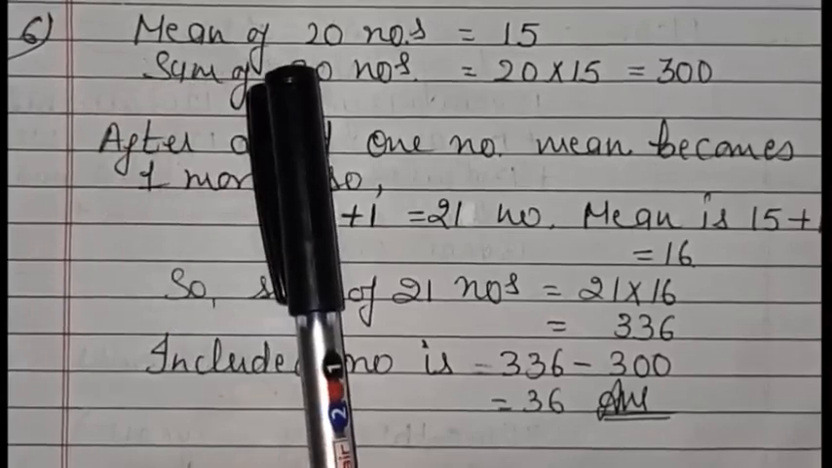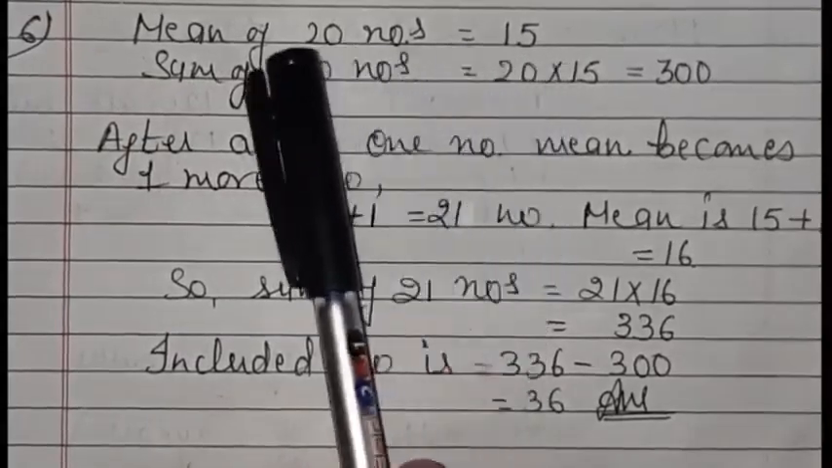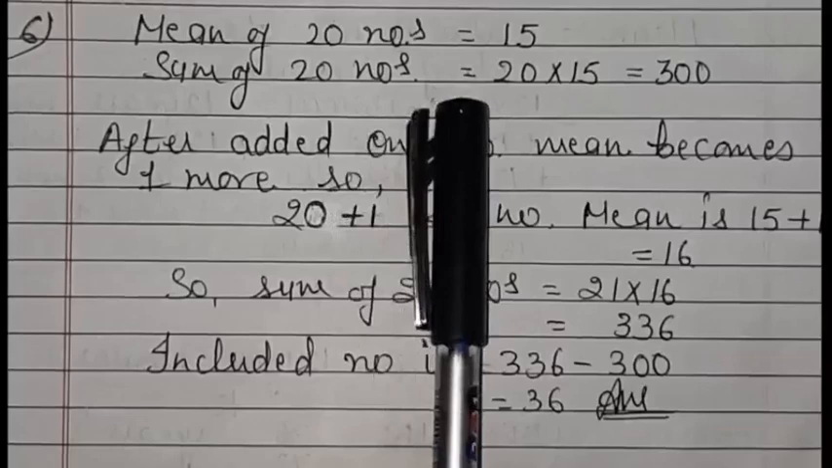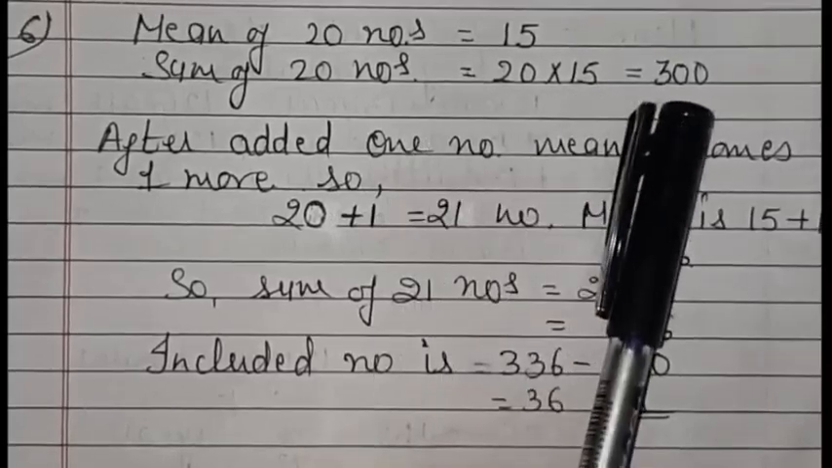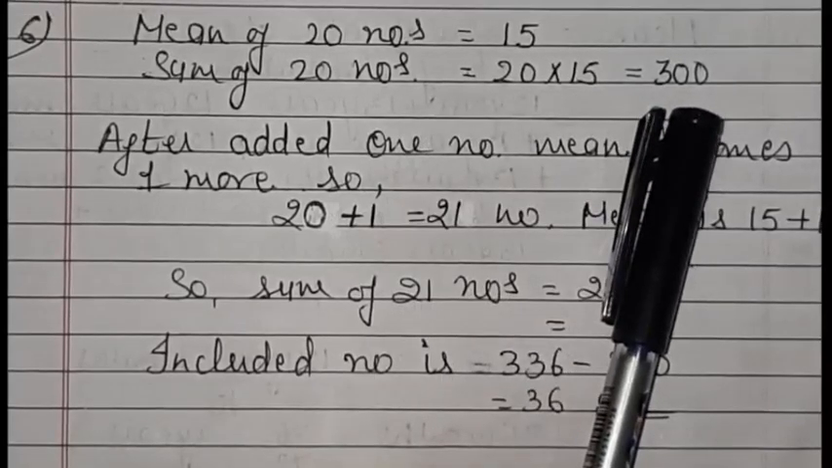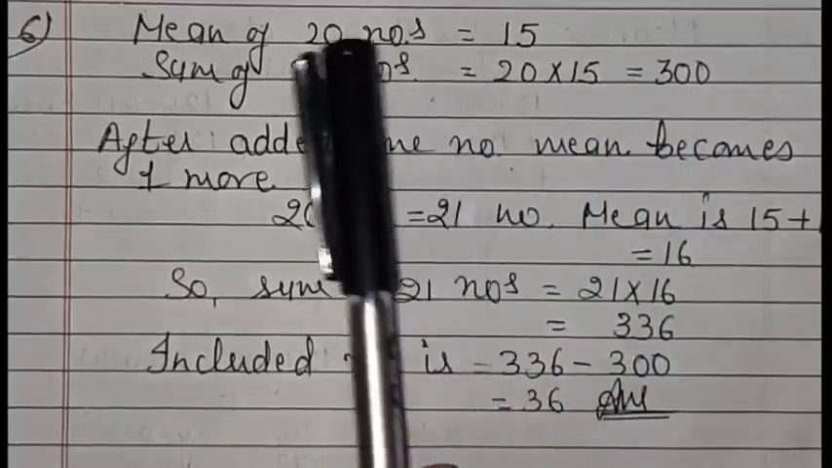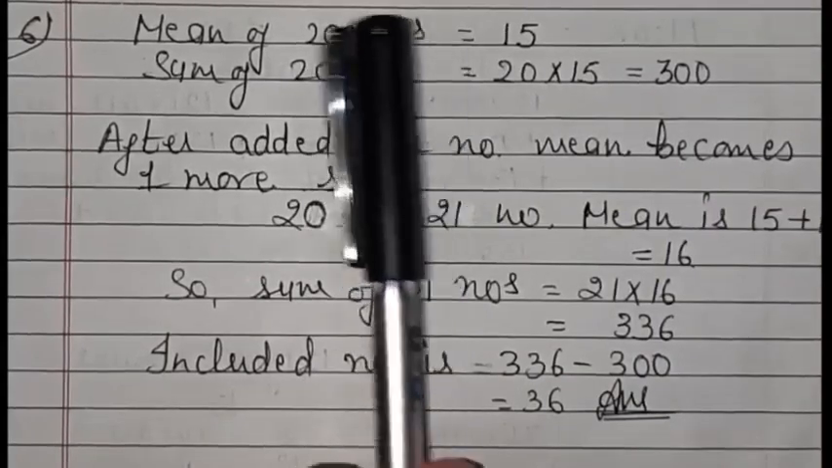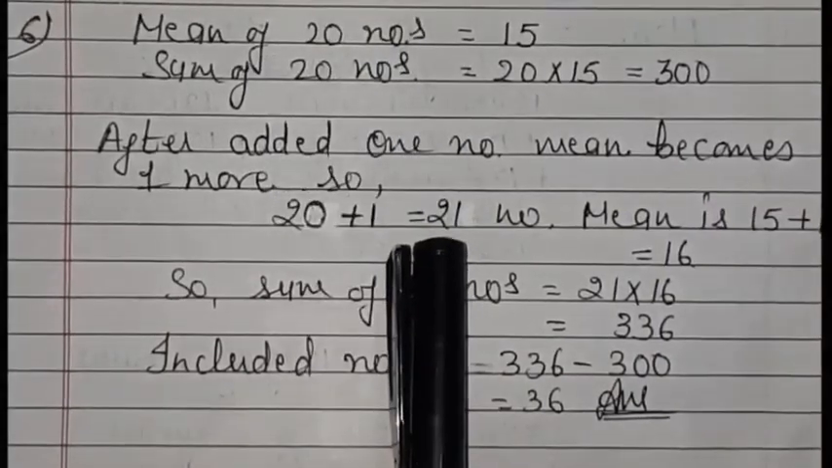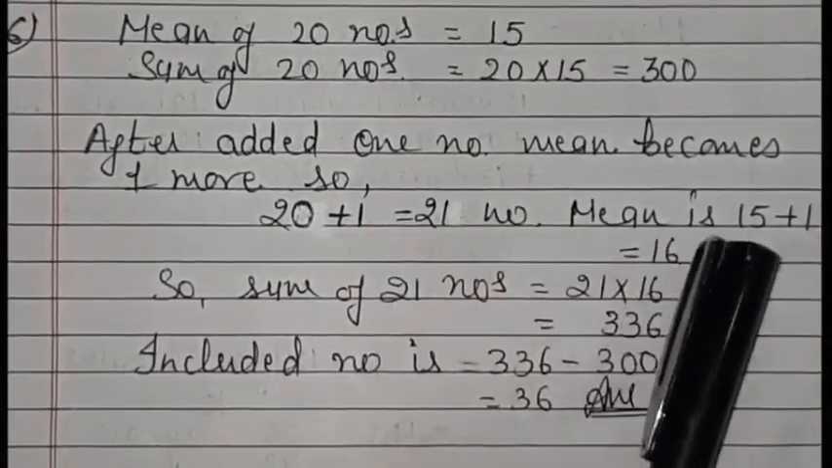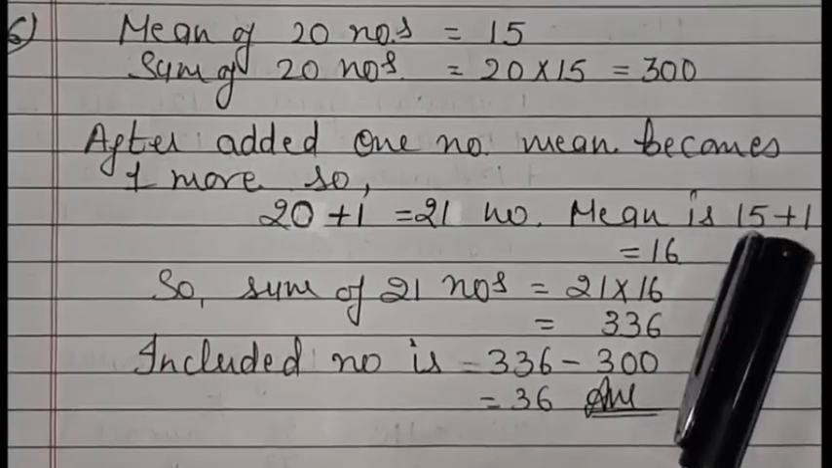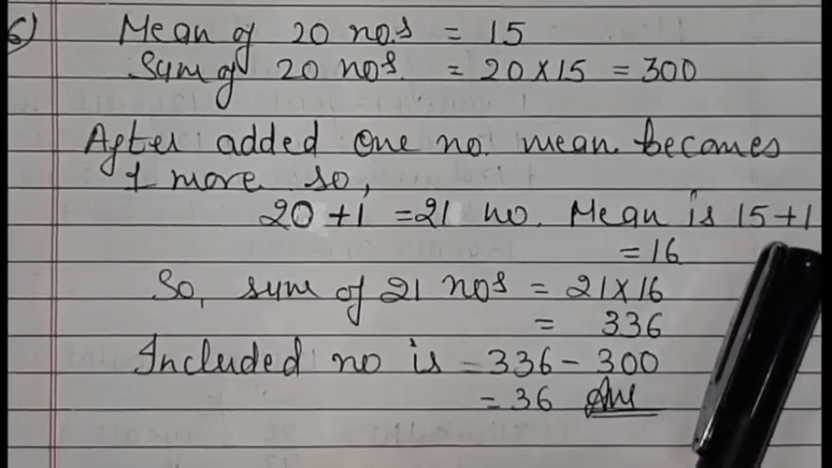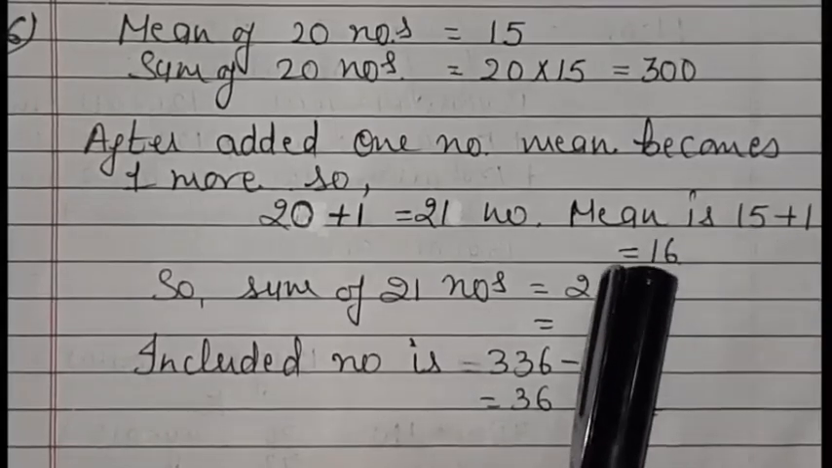The mean of 20 numbers is 15. Right? So the sum of 20 numbers is 20 into 15, 300. Now they are saying if a number is added to the data, the mean becomes 1 more than before. The numbers given are 20. If we add one number, it becomes 21. And the mean is also increased by 1, so it is 16.